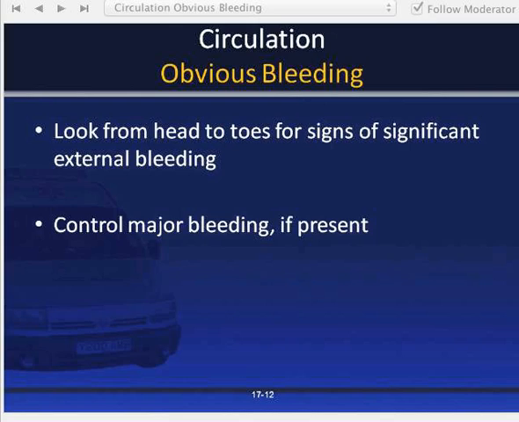Look from head to toe for signs of significant external bleeding. Control major bleeding if present by applying direct pressure over the bleeding sites. Apply a pressure bandage if needed.